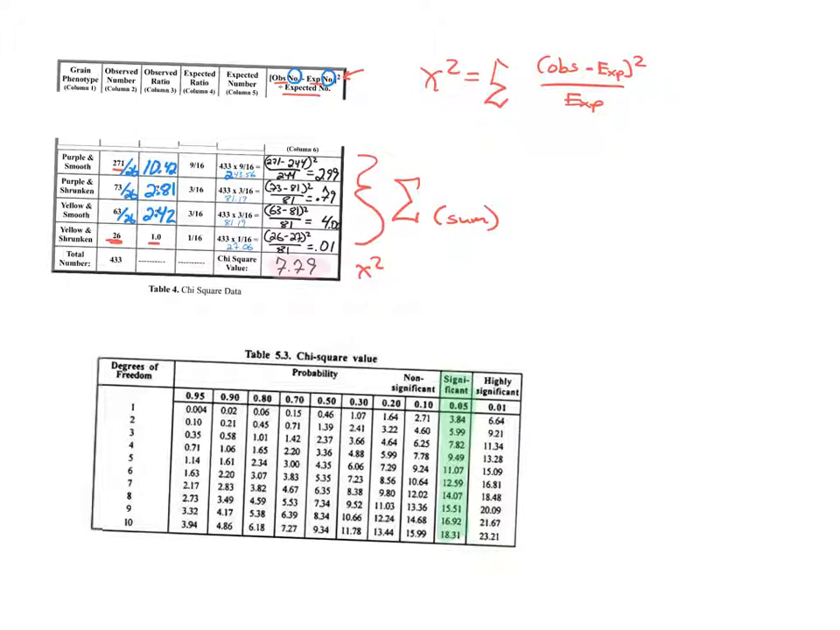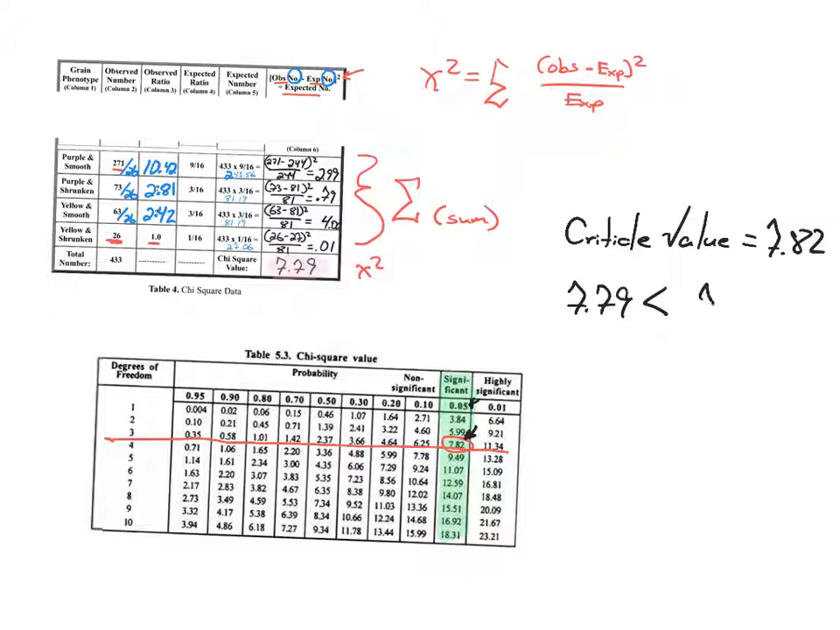Why 3? Because you have a total of 4, minus 1 is 3. Then we come across and we look at our critical value of 7.82. So our critical value is equal to 7.82. That's where we got this, using a p-value of 0.05. So when we compare the two, we see that our chi-square of 7.79 is less than 7.82, so we accept the null hypothesis.